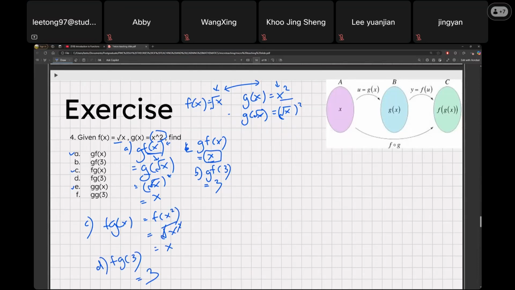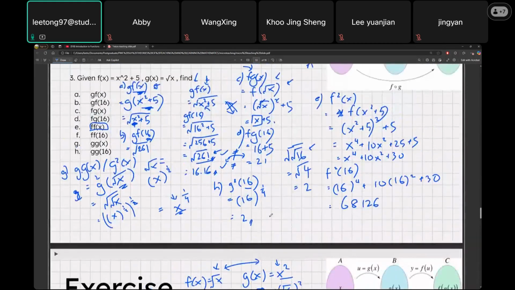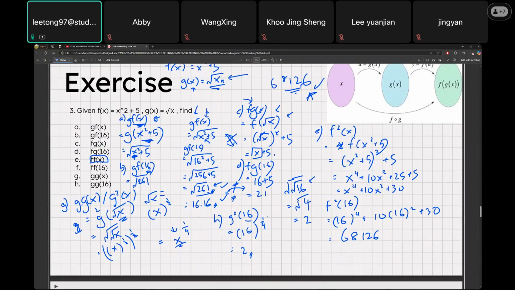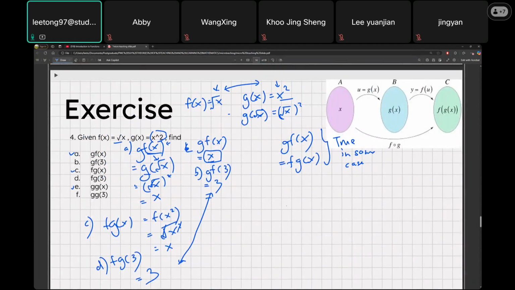But they are the same, right? They are the same. Gfx is equal to fgx. This is only true in some cases. Okay, not every case they are the same. Like the last question, we can see that gfx and fgx are not the same. So this is just a coincidence that they get the same. So not all cases are the same.